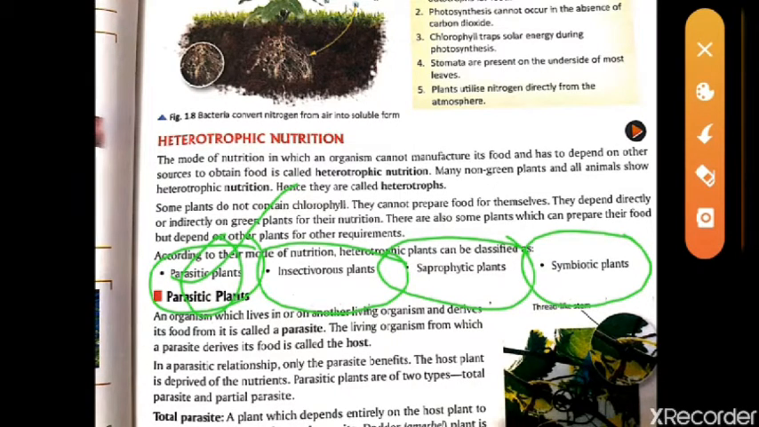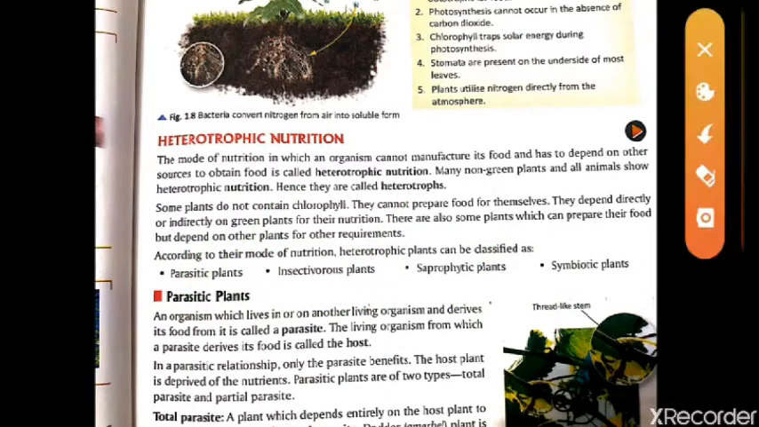Insectivorous means the one who feeds on insects is known as insectivorous. Symbiotic means the ones who make a mutual friendship. Saprophytic means the one who feeds on dead and decaying organisms. They are called saprophytic. In detail we are going to read in the next part. And in symbiotic, they make a mutual friendship, that means they make friendship with those from whom they will get the benefit. So let's start with the parasitic plant.